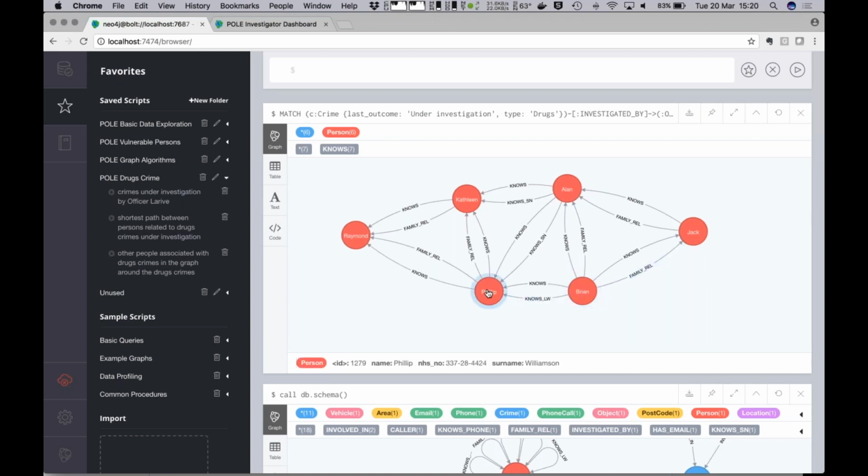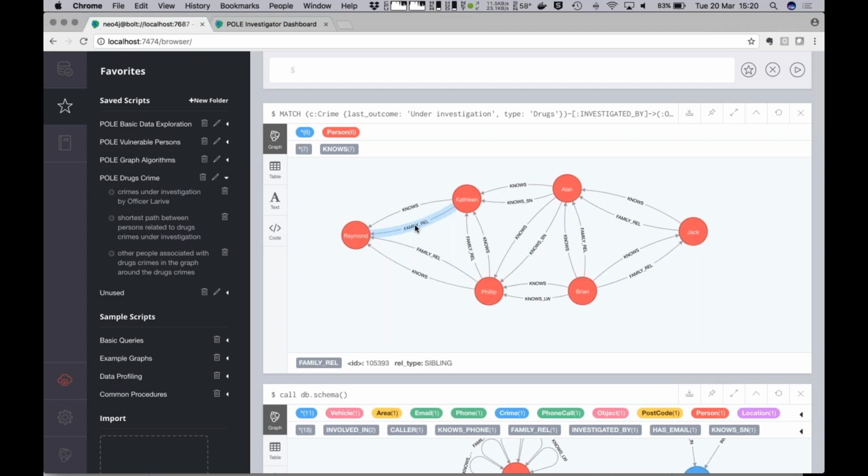Brian lives with Philip Williamson. And then it turns out Philip is the father of Raymond. So Jack's father lives with Raymond's father. So there's a pretty good chance then that they've come into contact with one another. There's also a number of other links between them.